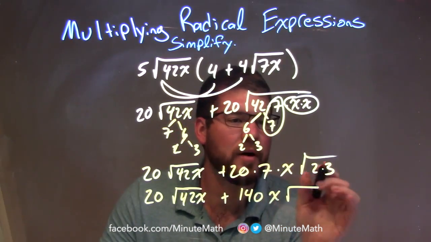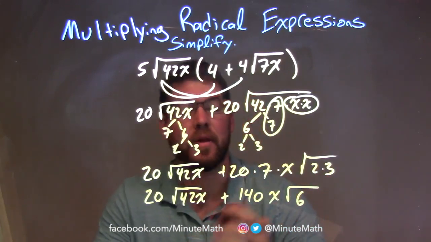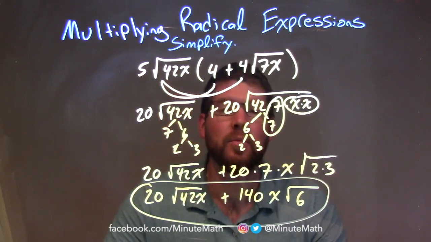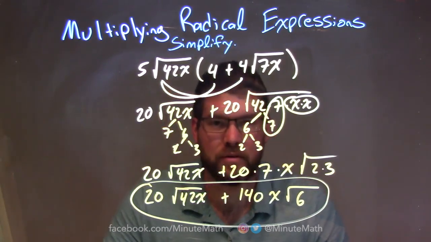140x times the square root of 2 times 3, which is 6. And there we go. Final answer here is just 20 square root of 42x plus 140x square root of 6.